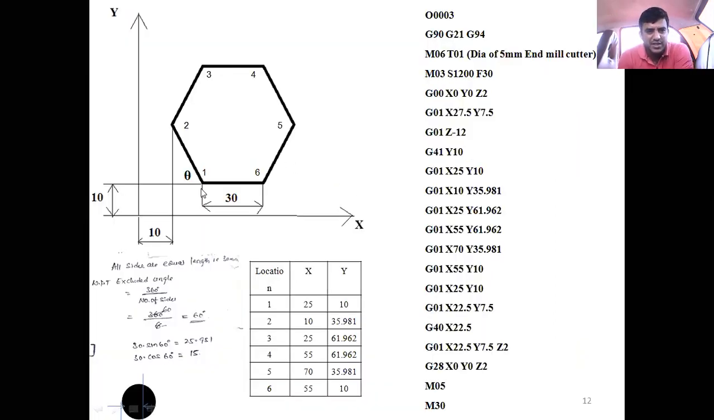Similarly, go for the adjacent side. For the adjacent side, what trigonometric relation will come? Cos theta. Cos theta is equal to adjacent by hypotenuse. But I need adjacent, which is equal to hypotenuse into cos theta. So the adjacent side is 30 into cos theta. Theta is how much? 60 degree. Right? 30 into cos 60. That is, you get 15 mm. Now the adjacent side is 15 mm. Opposite side is 25.981 mm.